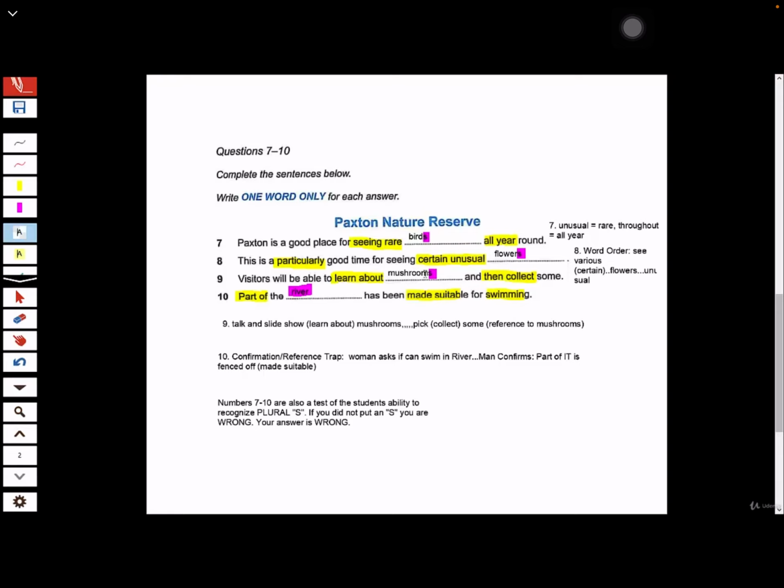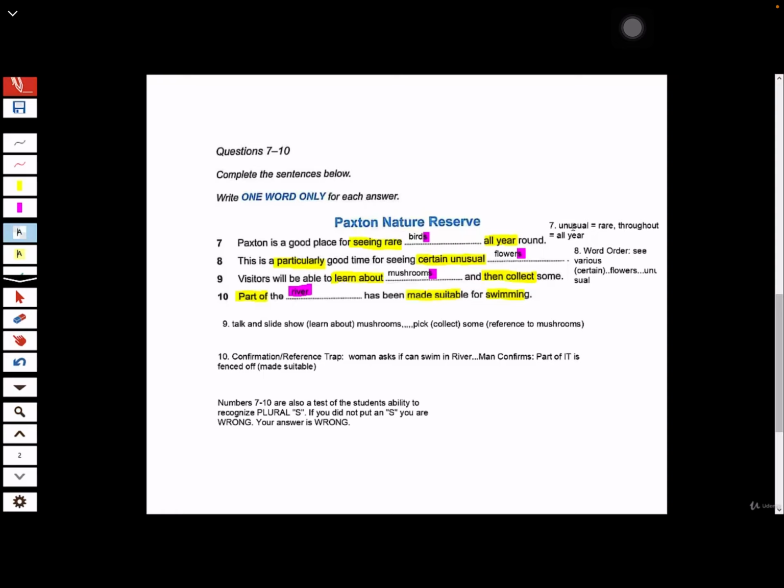They are deliberately testing you and giving you an opportunity to actually practice being able to recognize when a plural S is being used. The students that can recognize that got these correct. The students that cannot recognize when they're saying a plural S or not, you're going to get those marked wrong. So you have to be able to pick up on that.